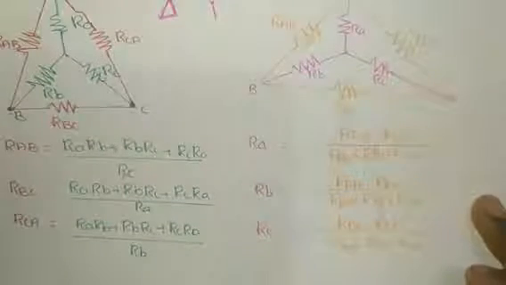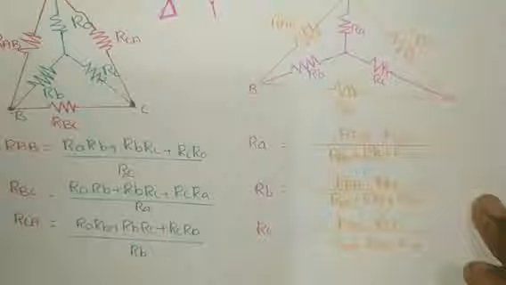So remember, when you are converting a star to delta or delta to star network, the formula contains the numerator terms which are pair of resistors or sum of pair of resistors. The denominator term contains single resistor or sum of single resistors. Let us convert this star network into delta network.